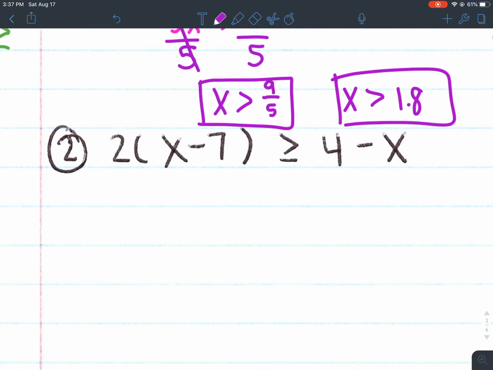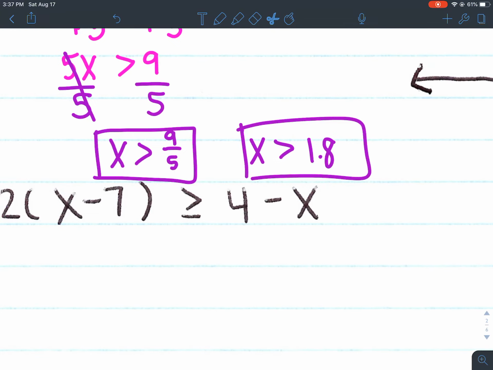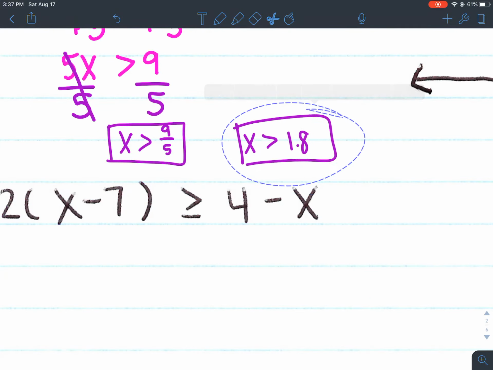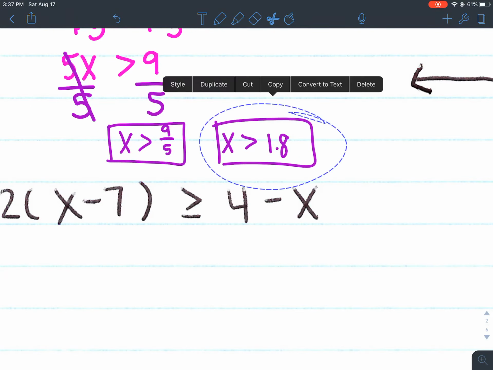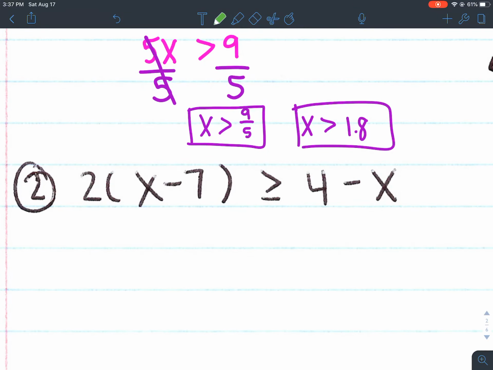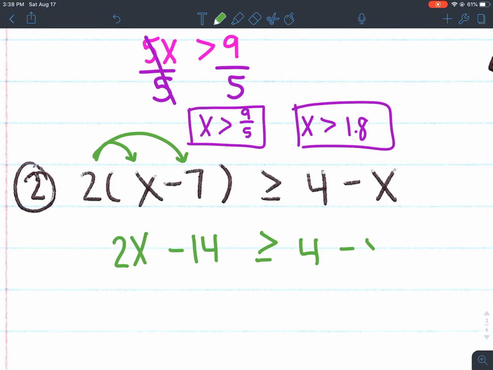All right, number 2. So number 2, I'm going to go ahead and shrink these because I need them to be moved. They're in my way, kind of. All right, so here in number 2, I have 2 times x minus 7 is greater than or equal to 4 minus x. I see a set of parentheses, so I want to go ahead and distribute. So I have 2 times x, which is going to be 2x, and then 2 times negative 7, which is negative 14. Okay, and I'll go ahead and copy everything else down.